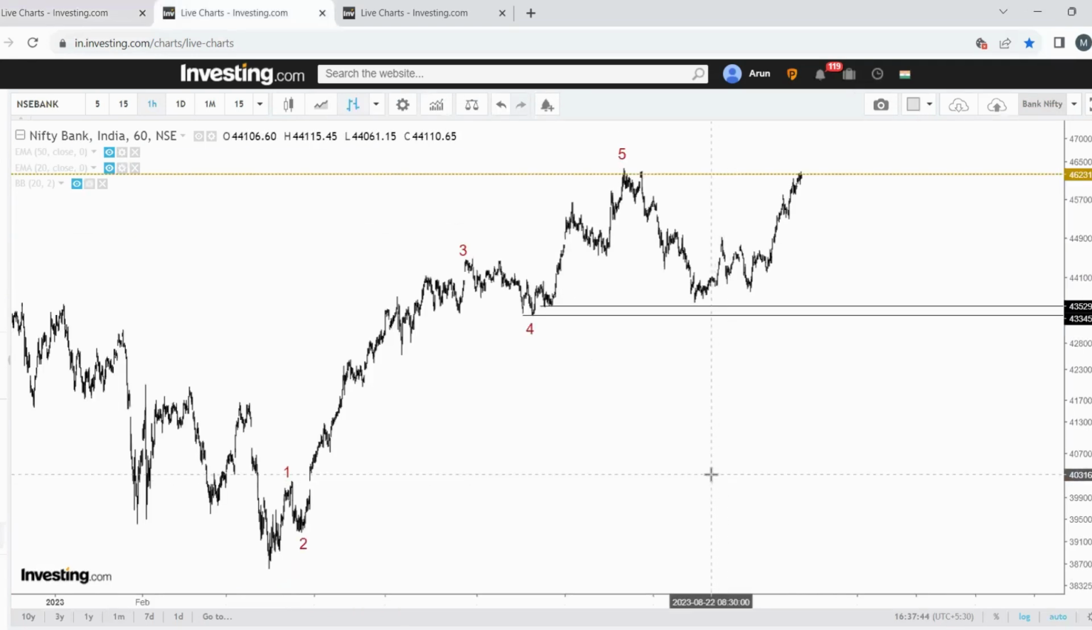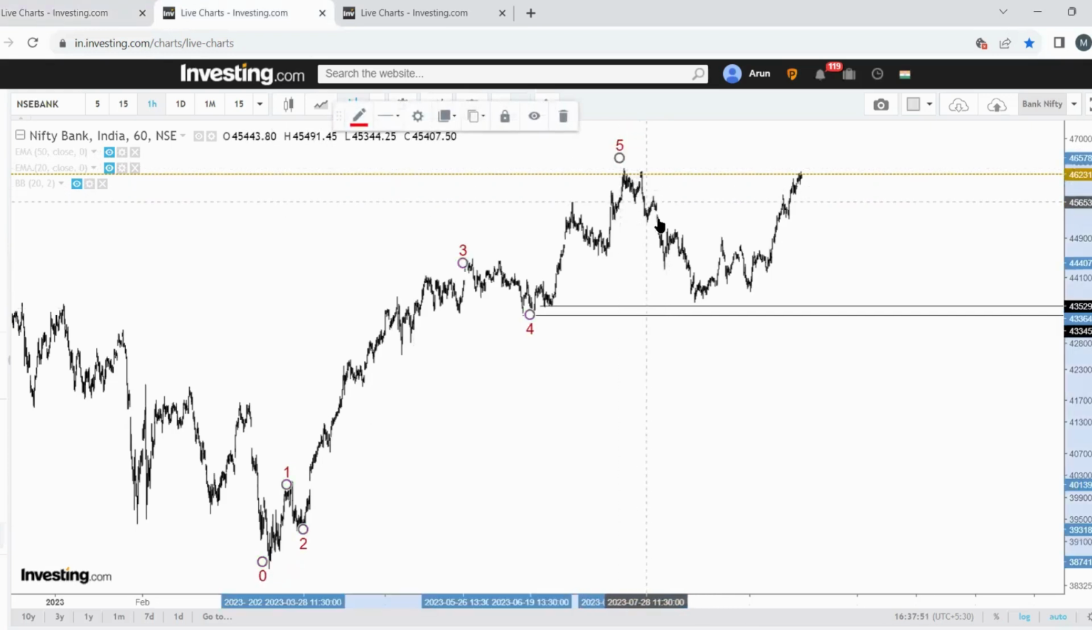So in Bank Nifty, if we assume the 5 waves have already ended here, it cannot be a zigzag, because in a zigzag the retracement most probably will end at 61.8%, but in this case it is moving beyond, almost equal to the starting point of this correction. So it can be a flat, A, B, and C. It's possible.